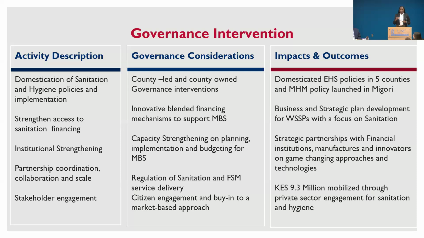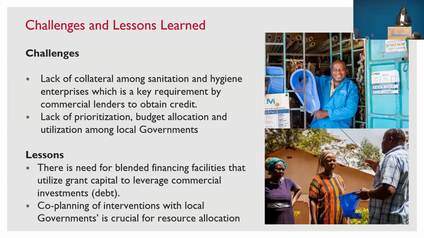So we have worked with the water and sanitation service providers to develop business plans and strategic plans for their companies with a focus on sanitation. So how much revenue do you think you can get out of sanitation service provision? The strategic partnerships that we have had with financial institutions have actually resulted in us mobilizing about 9.3 million Kenya shillings through private sector engagement in sanitation and hygiene. So those have been our outcomes.